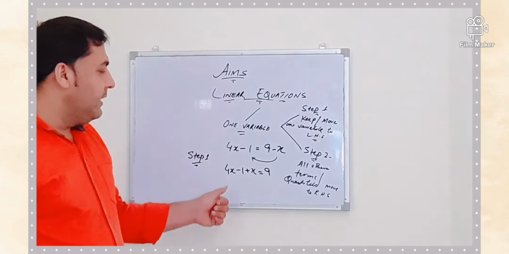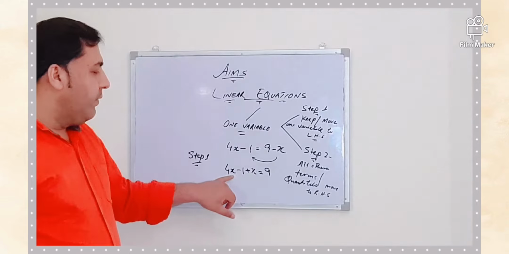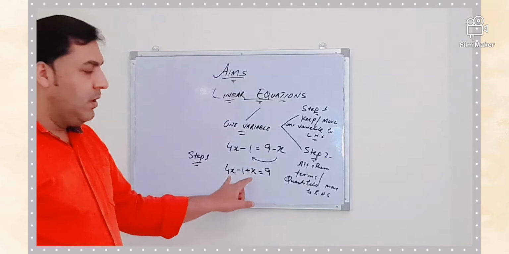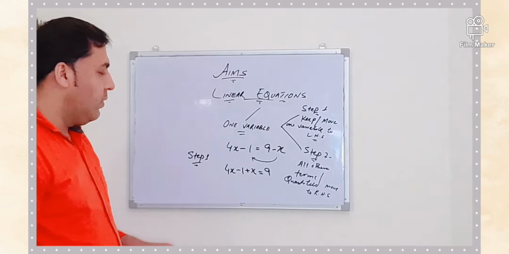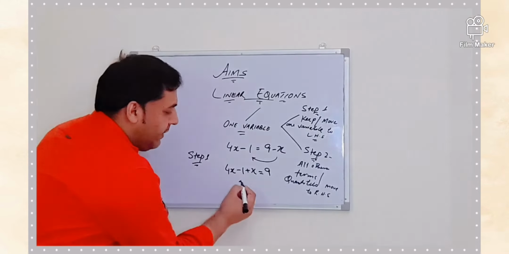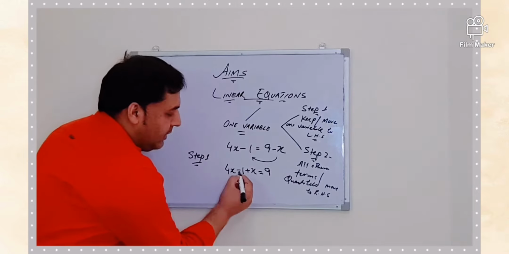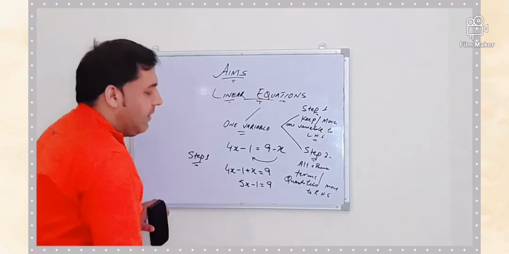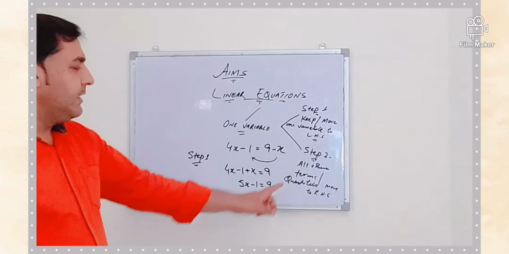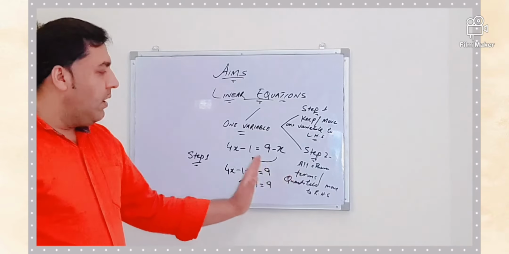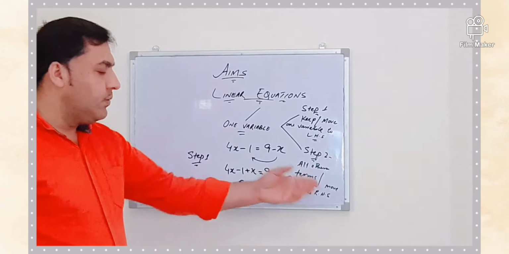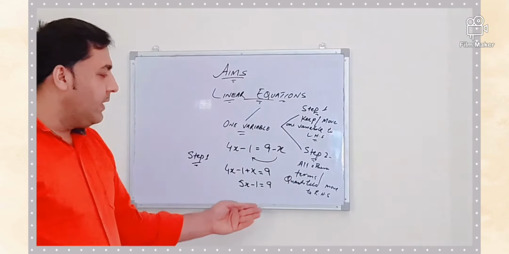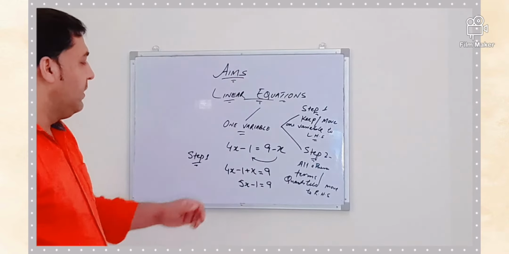Now we will do simple addition or subtraction. The coefficient of x is plus 4, and here the coefficient of x is 1. 4 plus 1 is 5, so we will get 5x. This minus 1 will remain as it is, and here 9. Now the second step: move all other terms and quantities to the right hand side, so whatever is with the x, we move to the right hand side.